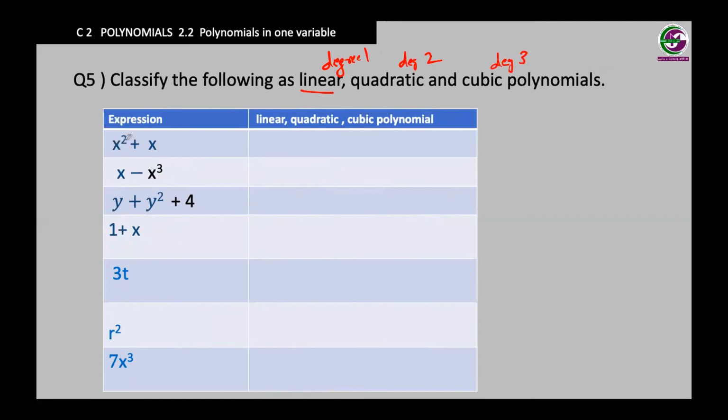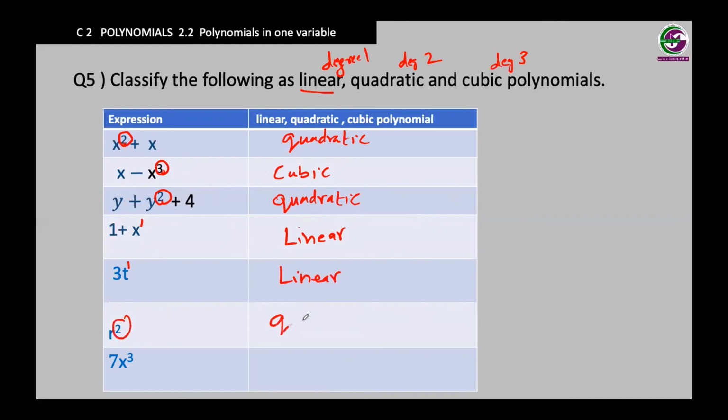Here, what is the highest power? Highest power is 2. So degree is 2. So this is a quadratic equation. Next one, highest power is 3. So this is a cubic equation. Highest power is 2. So again, this is a quadratic equation. There is only one power, so this is a linear equation. There is only one power, so it is also a linear equation. Power is 2, so this is a quadratic equation. And power is 3, so this is a cubic equation.